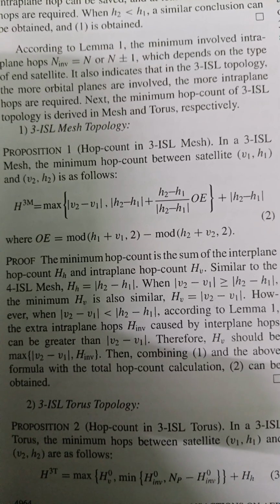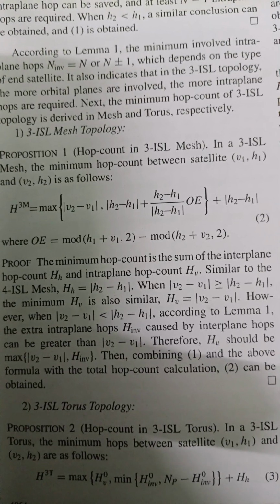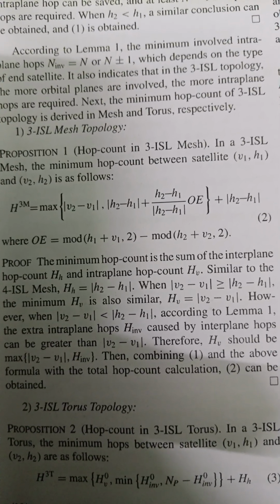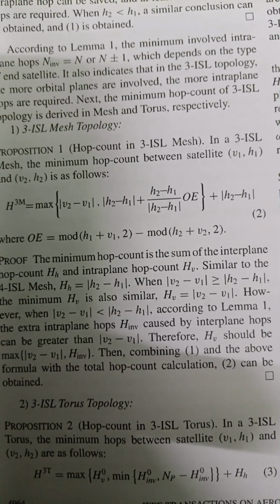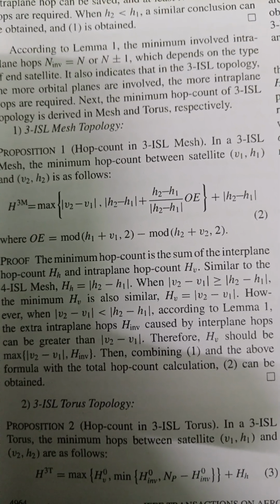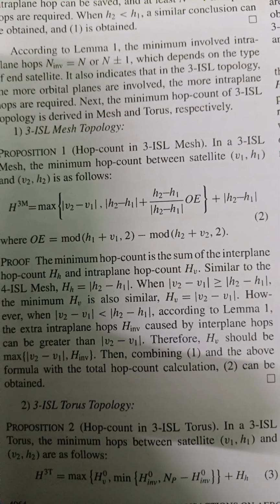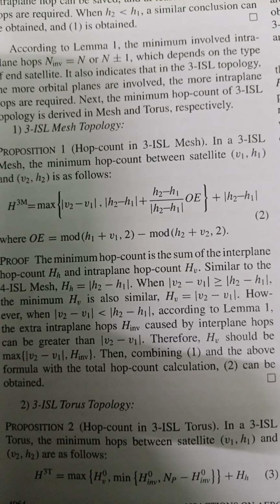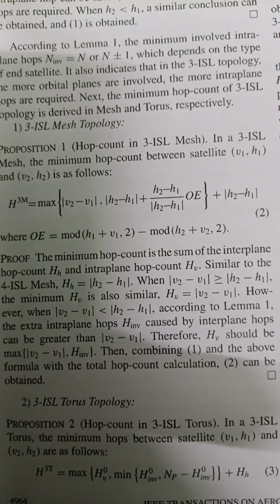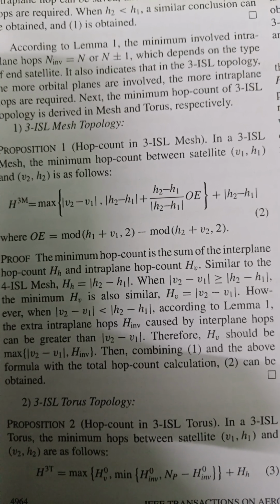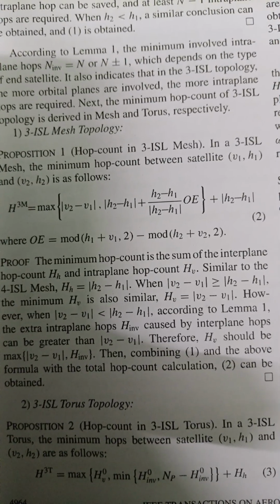However, when |V2 minus V1| is less than |H2 minus H1|, according to Lemma 1, the extra interplane hops H_INV caused by intraplane hops can be greater than |V2 minus V1|. Therefore, H_V should be the max function of |V2 minus V1| and H_INV. Combining Equation 1 and the above formula with the total hop count calculation, Equation 2 can be obtained.